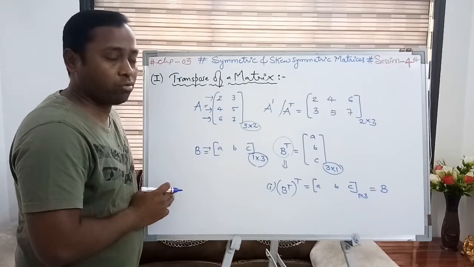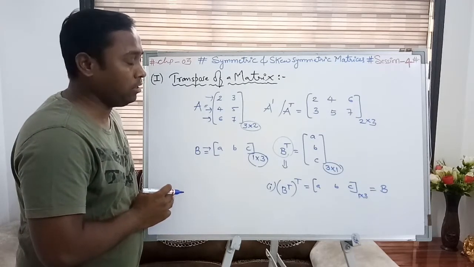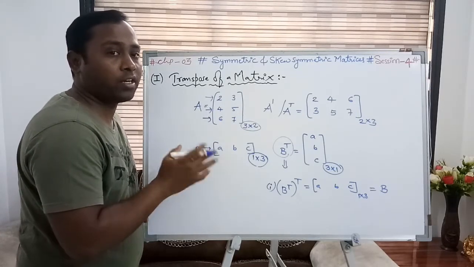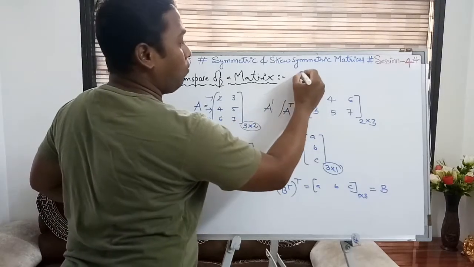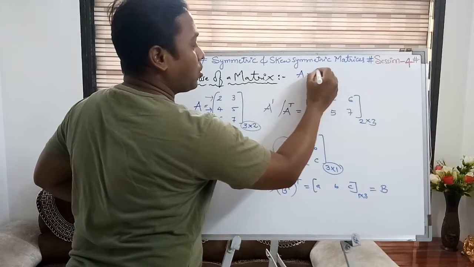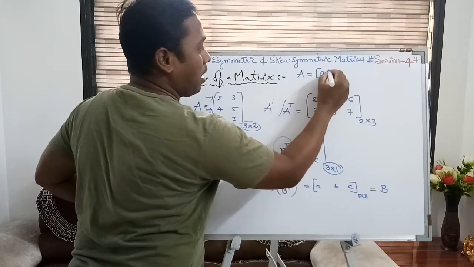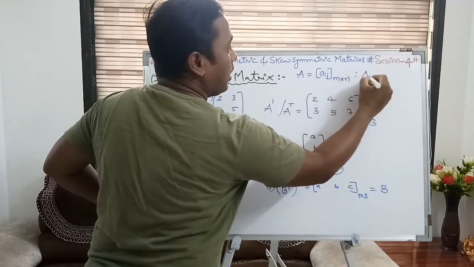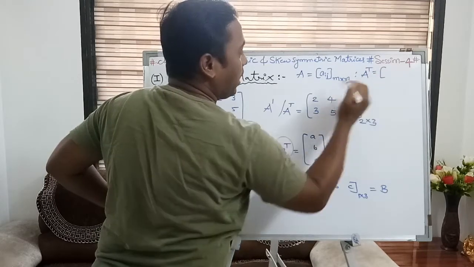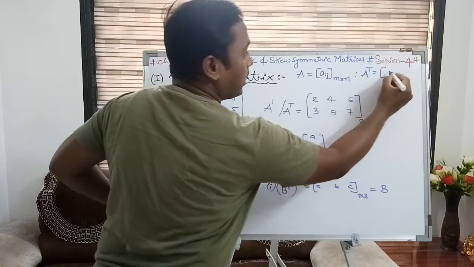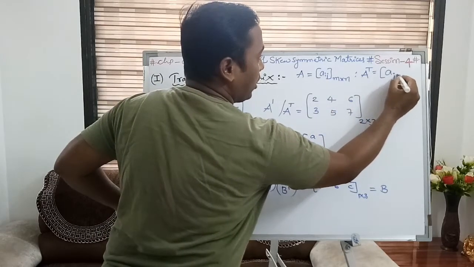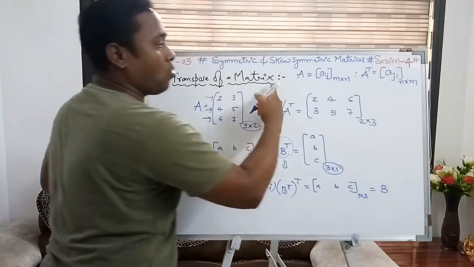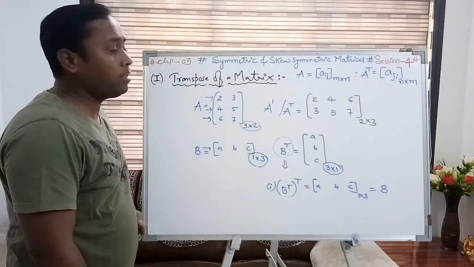I hope you have understood the definition of transpose of a matrix. I repeat, transpose means simply interchanging the rows and columns of a given matrix. Symbolically, if A is a matrix represented by Aij of order m by n, then A transpose will be obtained by changing the order of the elements. Hence Aij becomes Aji and the order of the matrix becomes n by m. So this is the common theoretical definition of transpose of a matrix.